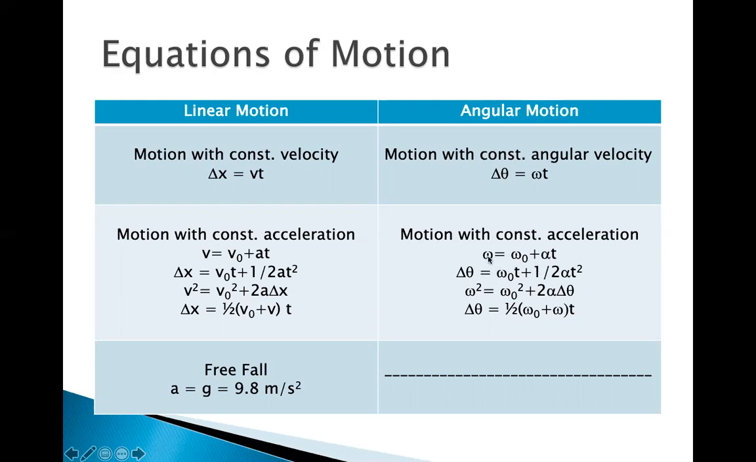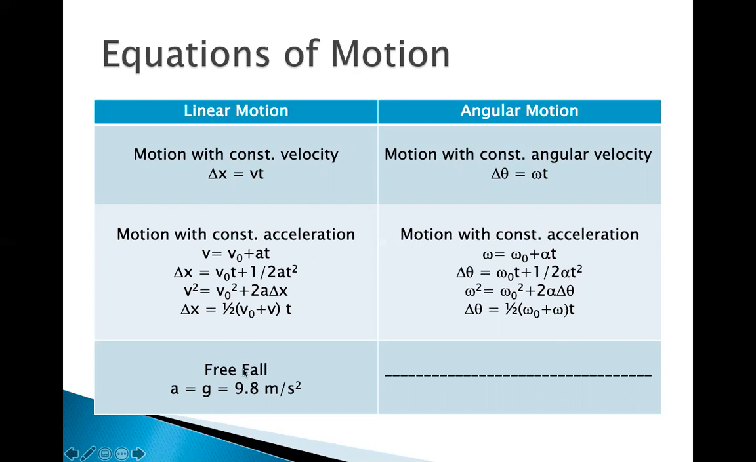The angular velocity equals the initial angular velocity plus angular acceleration times time. The angular displacement delta theta equals the initial angular velocity times time plus one half angular acceleration times time squared. And the final angular velocity squared equals the initial angular velocity squared plus 2 alpha delta theta, etc. So these are the two basic types of angular motion and linear motion.